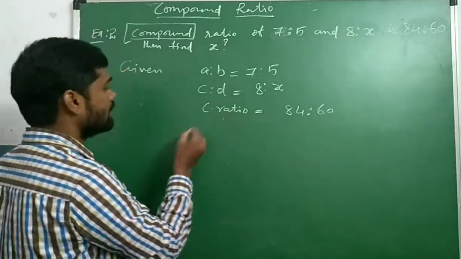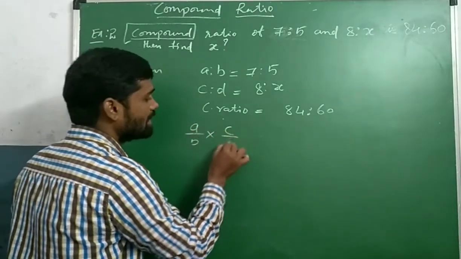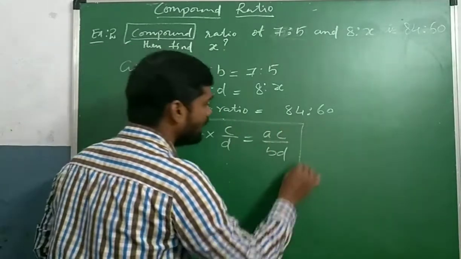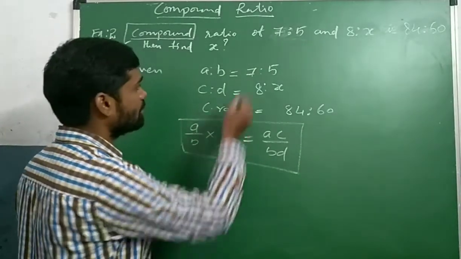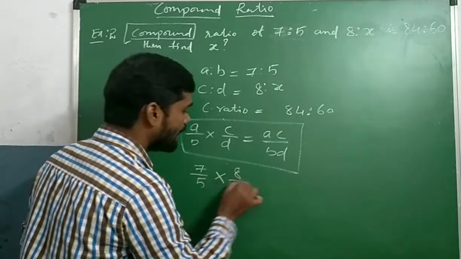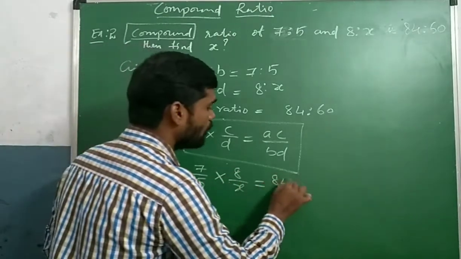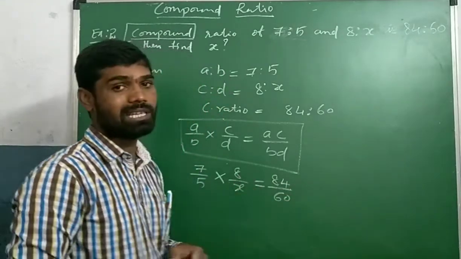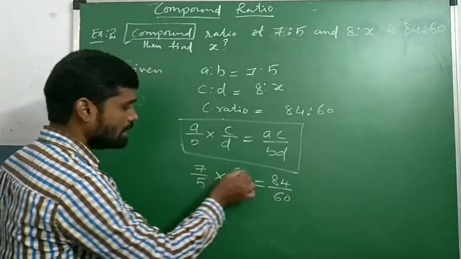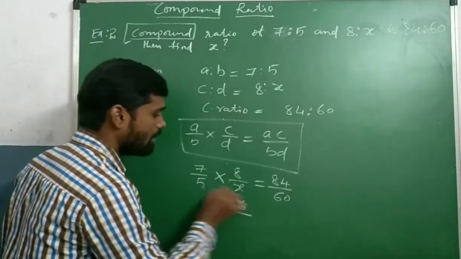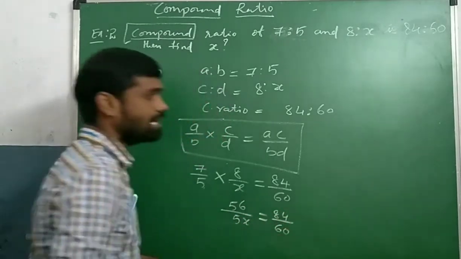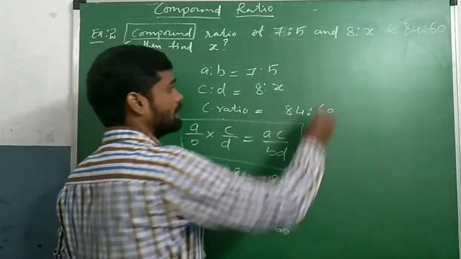We already know the compound ratio principle or formula: A by B into C by D is equal to AC by BD. In this place, if we substitute the required values, then we get the answer. So 7 by 5 into C by D, that is 8 by x, is equal to 84 by 60, which is the given compound ratio. Now let us observe: 7 8s are 56 by 5 into x, so 56 by 5x is equal to 84 by 60.